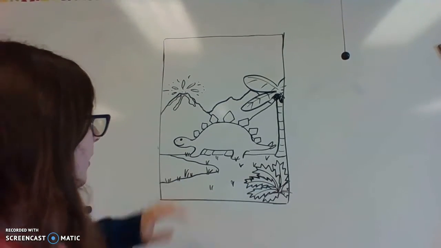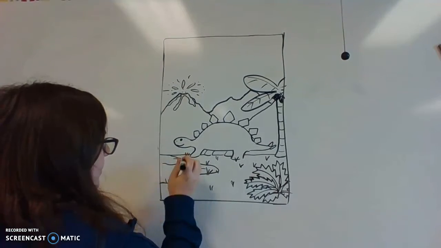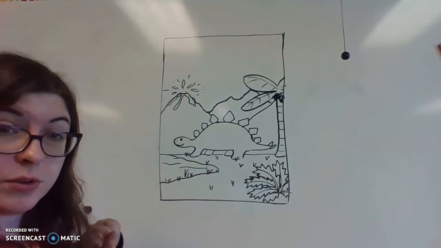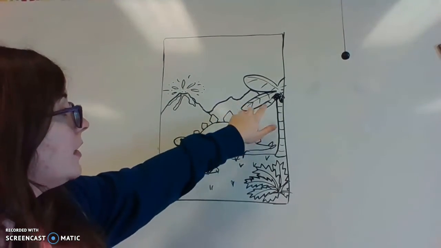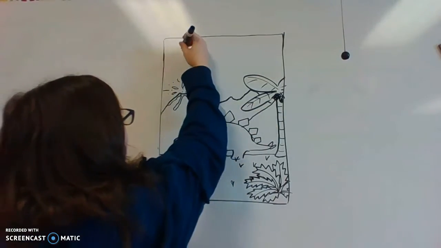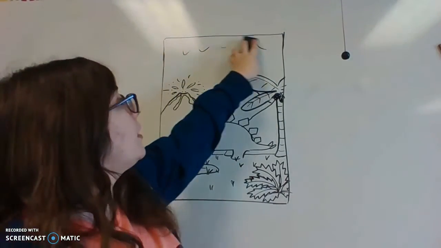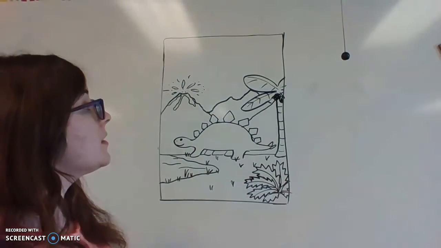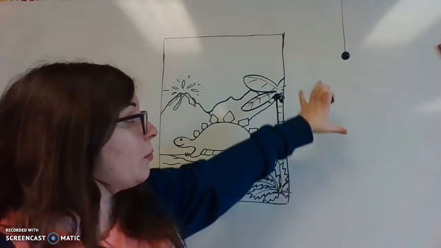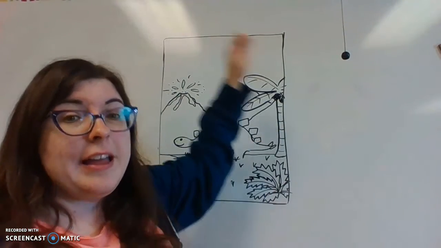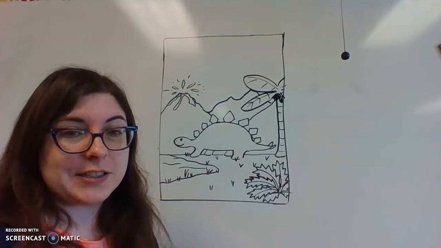I've got my water. Maybe I want to add some wavy lines. I've got my dinosaur that I drew in advance. I've got my grass, my volcano, my mountains, and I've got lots of room for the words. It's very, very important you leave room for your words. And if your teacher ends up having you write your words on a separate sheet of paper, then you can put things like clouds and the sun in your project.